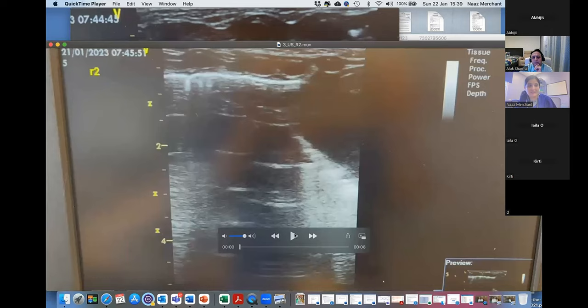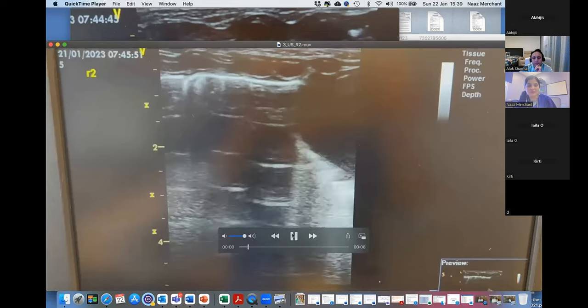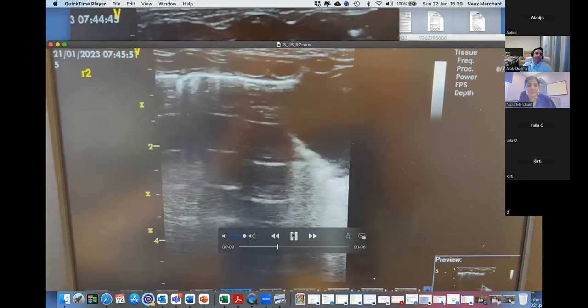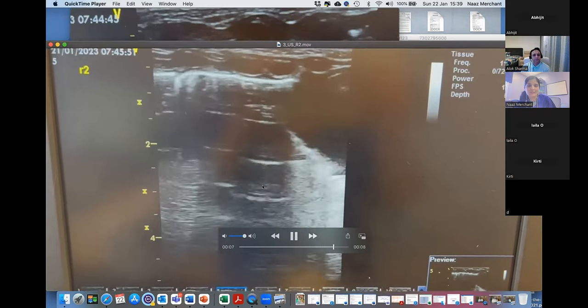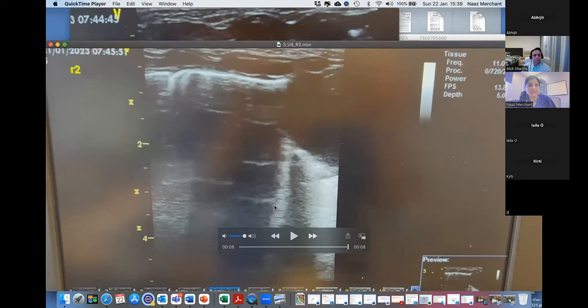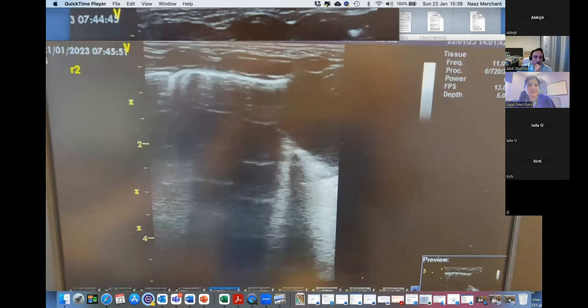And then this is our two. Very nice. So again, you can see the lung sliding over here and you can see lots of B lines over there. And I think this was the liver shadow just coming up. Correct. So again, if you just play it again, just for a sec.